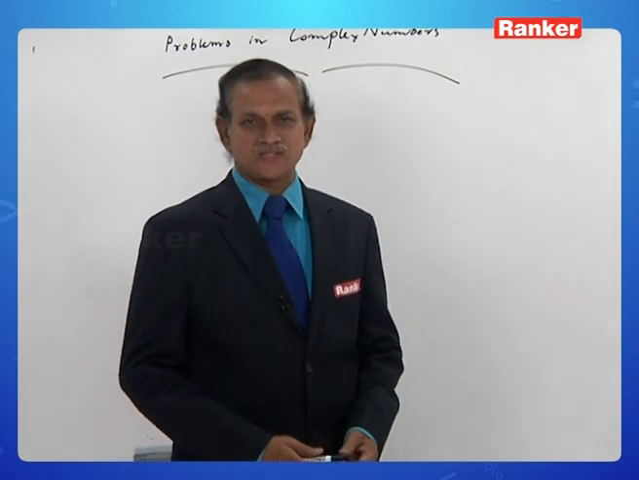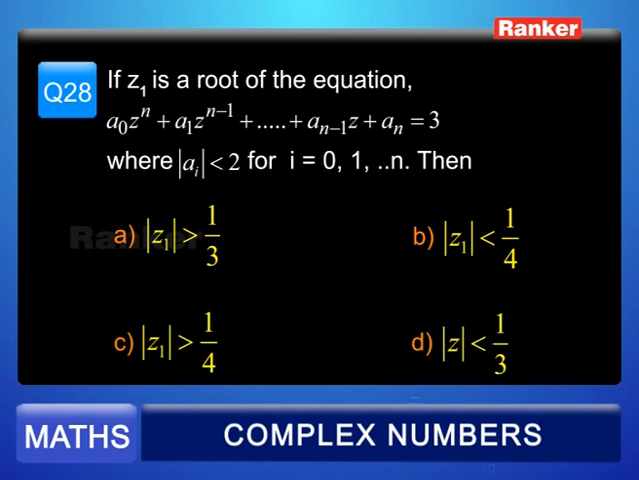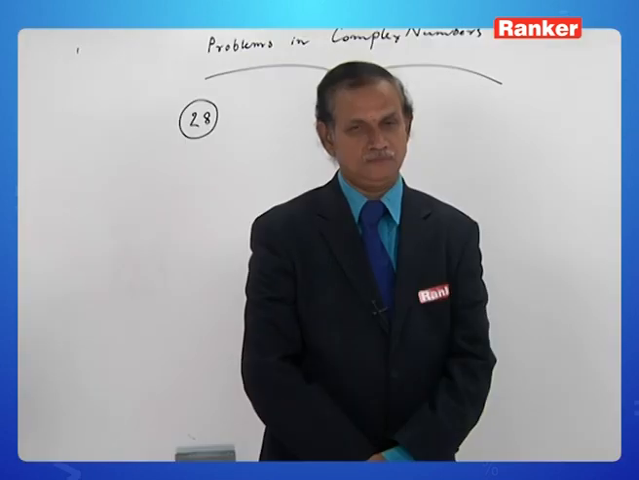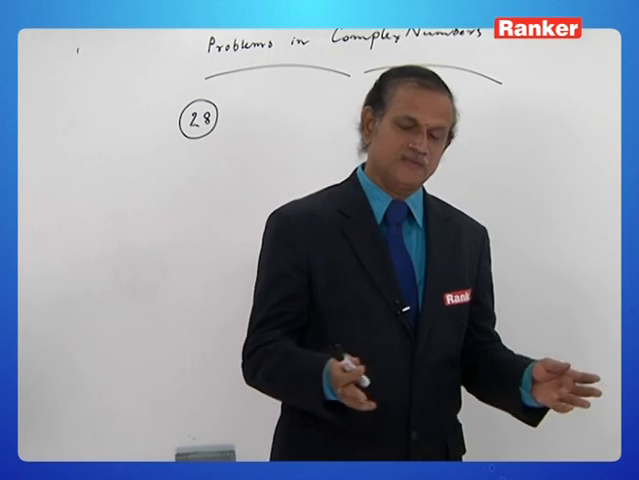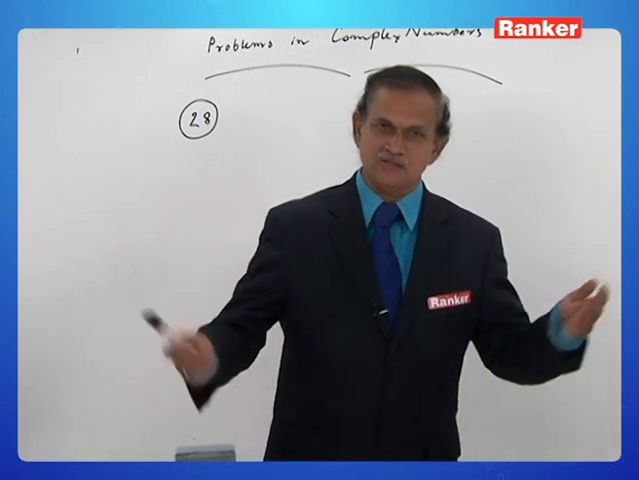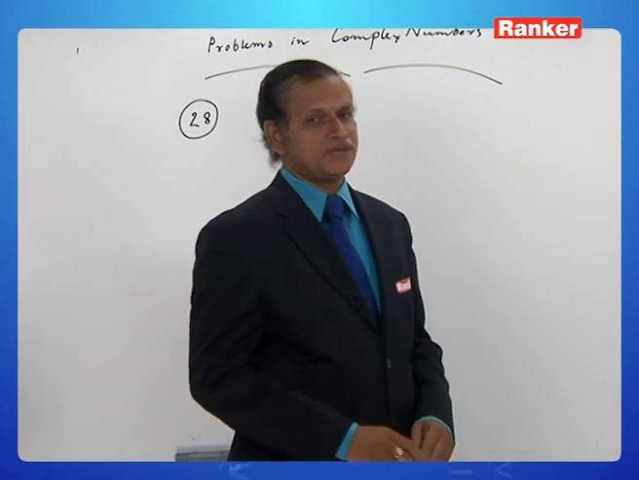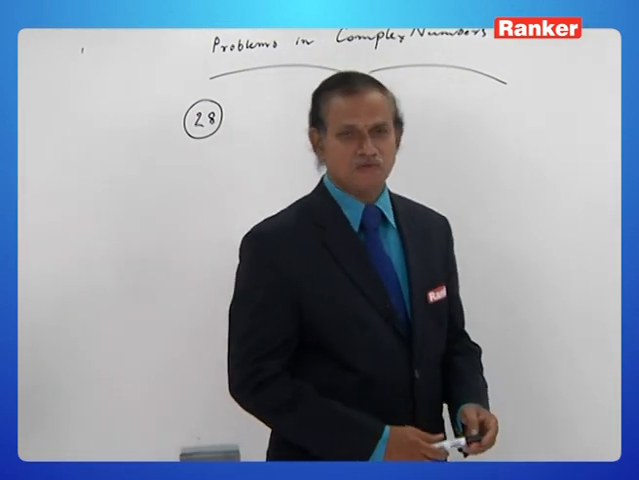We shall now see the next question, that is question number 28. If z1 is a root of the equation a0 z^n + a1 z^(n-1) + a2 z^(n-2) + ... + a(n-1) z + an = 3, where |ai| < 2 for all i = 0, 1, 2, 3, ... n. That is, |a0| < 2, |a1| < 2, |a2| < 2, |a3| < 2, and so on, up to |an| < 2. With that information given, he is asking about |z1|.